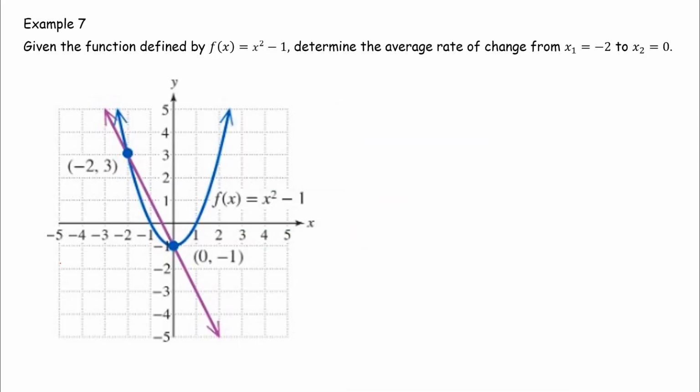Okay, so here we have a parabola, f of x equals x squared minus 1, and we want to determine the average rate of change as you go from x sub 1 at -2 to x sub 2 at 0.